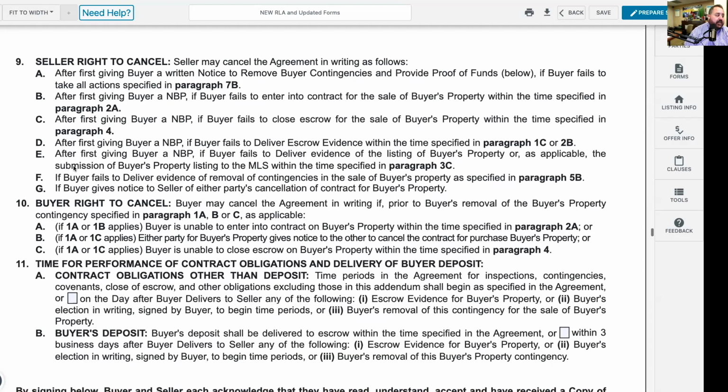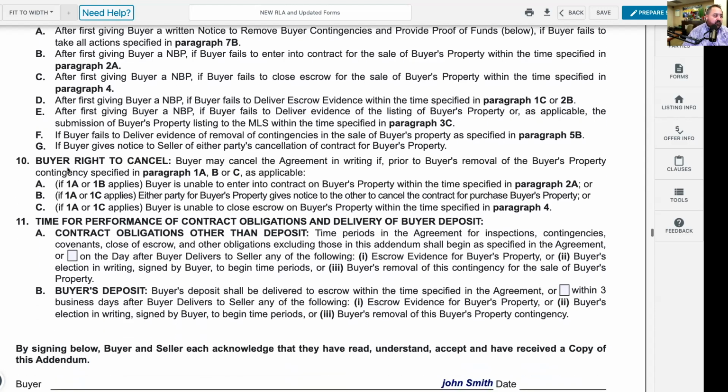Now, here's the buyer's right to cancel. Buyer may cancel the agreement in writing if, prior to buyer's removal of the buyer's property contingency specified in paragraph 1A, B, or C is applicable: if 1A or B applies, buyer is unable to enter into a contract on buyer's property within the time specified in 2A; or if 1A or 1C applies, either party for buyer's property gives notice to the other to cancel the contract for purchase of buyer's property; or if 1A or 1C applies, buyer is unable to close escrow on buyer's property within the time specified in paragraph 4. There you go. Very straightforward. That's how the buyer can cancel. Now, let's look at the time for the performance of contractual obligations and delivery of the deposit.